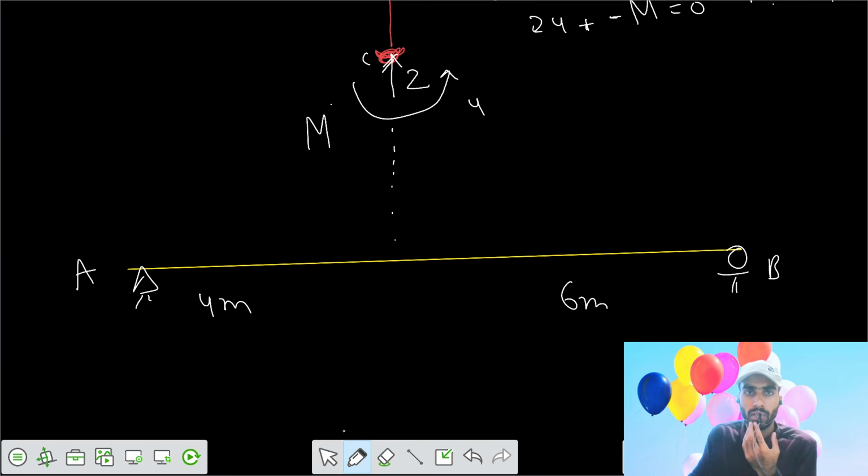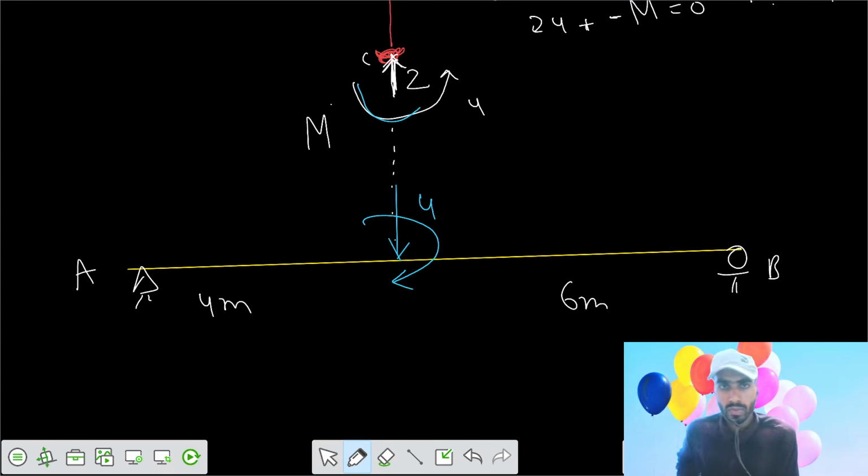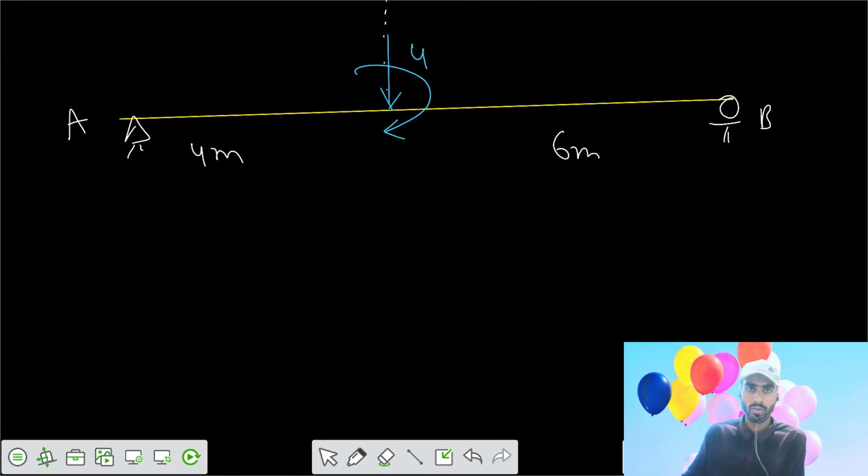Say if the loading here is upwards 2, at this point there would be a reaction of downwards 2. And if the moment here is acting in the anti-clockwise direction, here the moment has to be in a clockwise direction of 4 kilonewton meter. So finally we have transferred the loads on the beam.